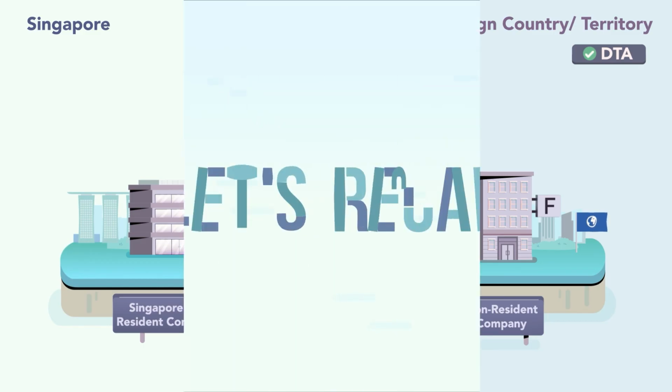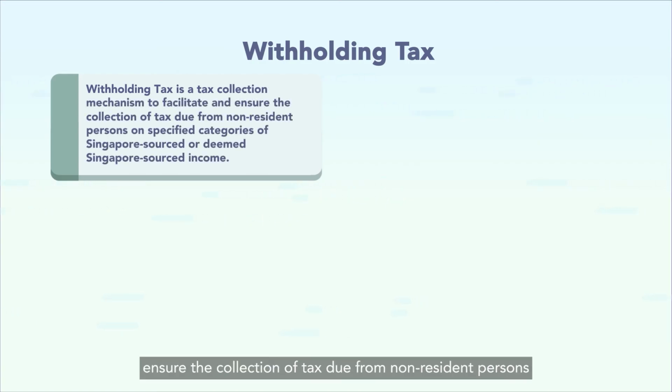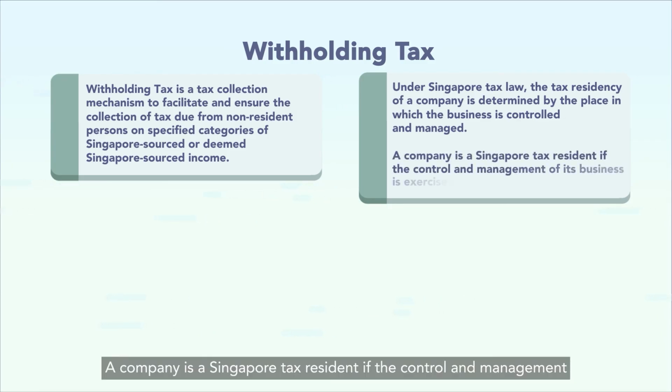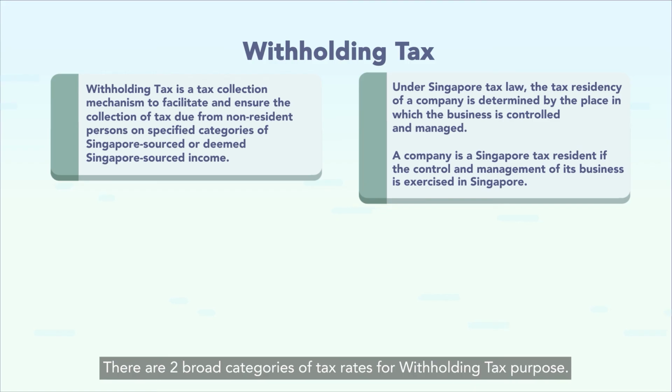Let's recap. Withholding tax is a tax collection mechanism to facilitate and ensure the collection of tax due from non-resident persons on specified categories of Singapore-sourced or deemed Singapore-sourced income. Under Singapore tax law, the tax residency of a company is determined by the place in which the business is controlled and managed. A company is a Singapore tax resident if the control and management of its business is exercised in Singapore. There are two broad categories of tax rates for withholding tax purpose.